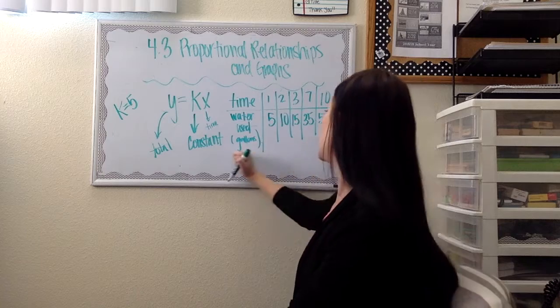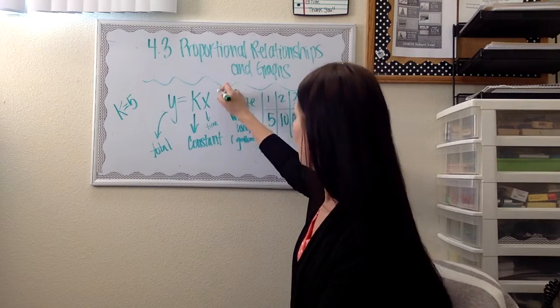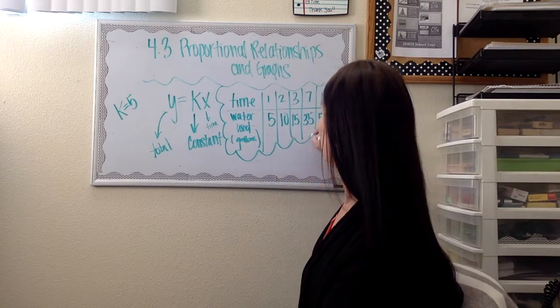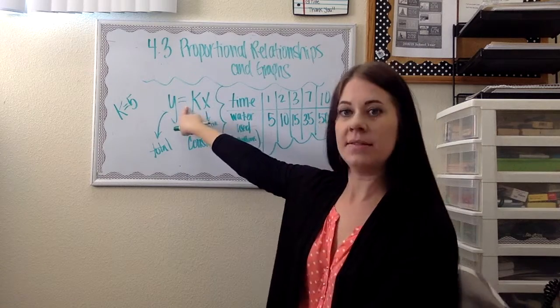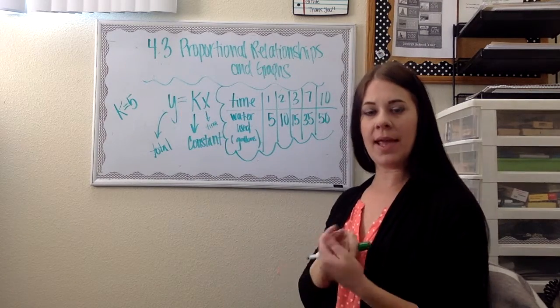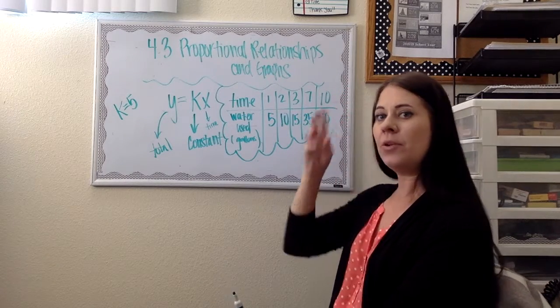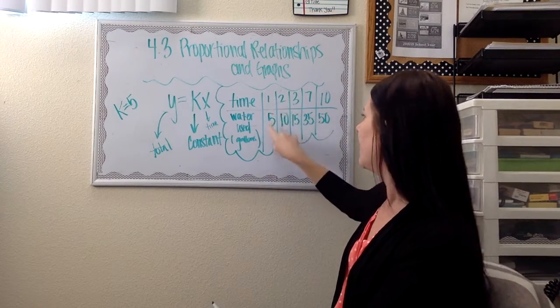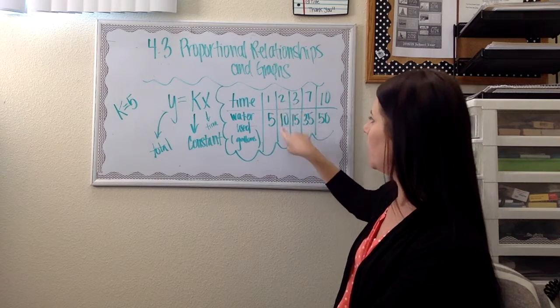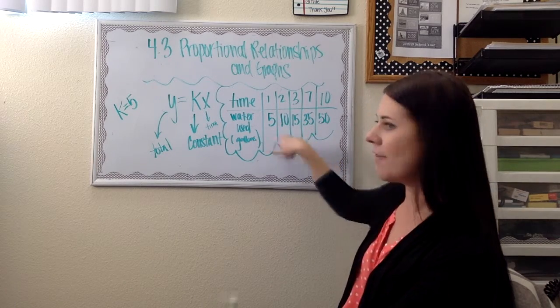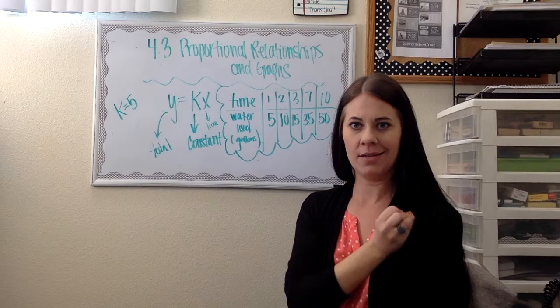If they gave us the table without the k, to find out what the k is, we would ask ourselves, what did I do to the x to get the y? You go through the numbers. What do I do to 1 to get 5? Times 5. What do I do to 2 to get 10? Oh, 5 times 5. 5's my constant.